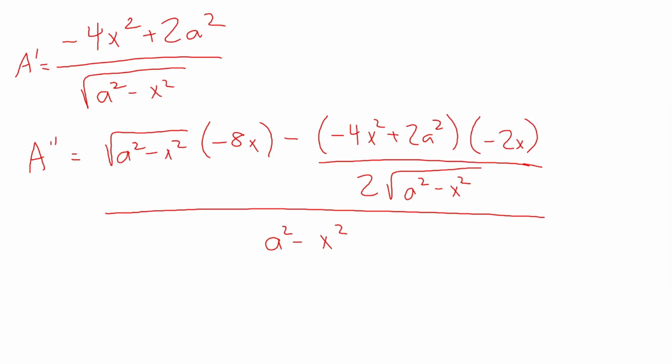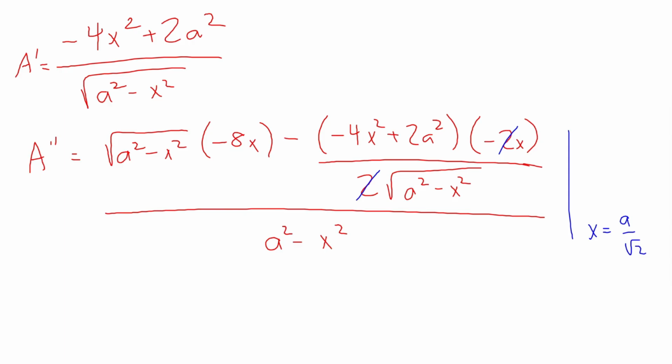I might cancel out a 2, and to do that in a different color, I might cancel out the 2 down there with this 2. But other than that, there's not a whole lot to simplify. Really, all we care about is if we evaluate this at a over root 2, what happens if we evaluate this at x equals a over root 2?